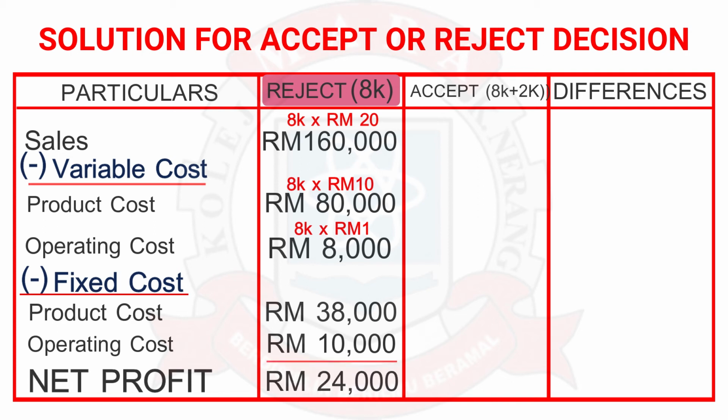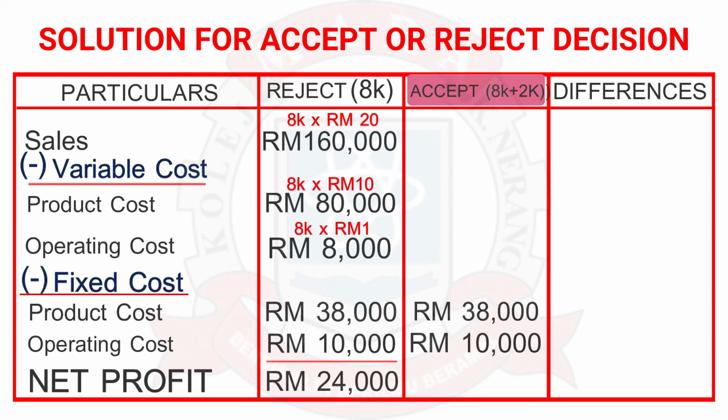Please remember that fixed cost is always irrelevant cost unless it is avoidable. So you may just write the fixed cost in both alternatives. Now, we will only focus on variable cost. Calculate the revenue and expense if the company accepts the special order of 2,000 units at the special price of 15 ringgit. No additional variable operating cost for the special order.